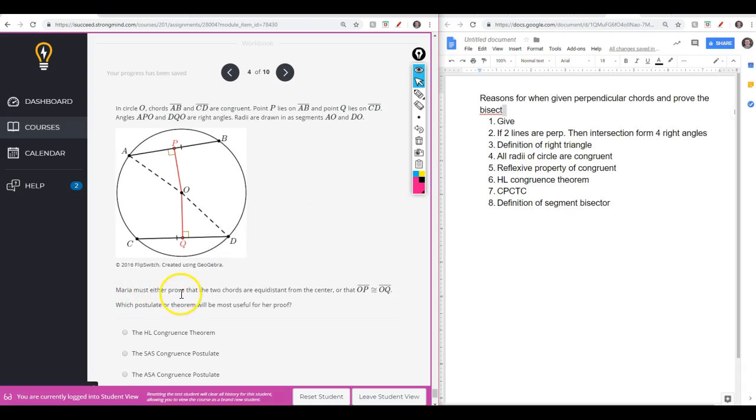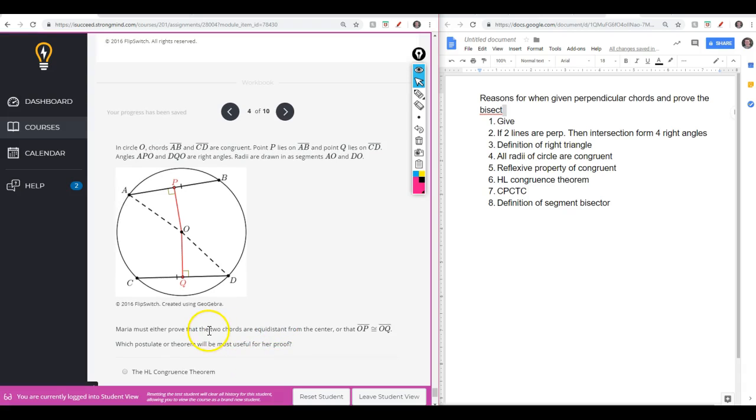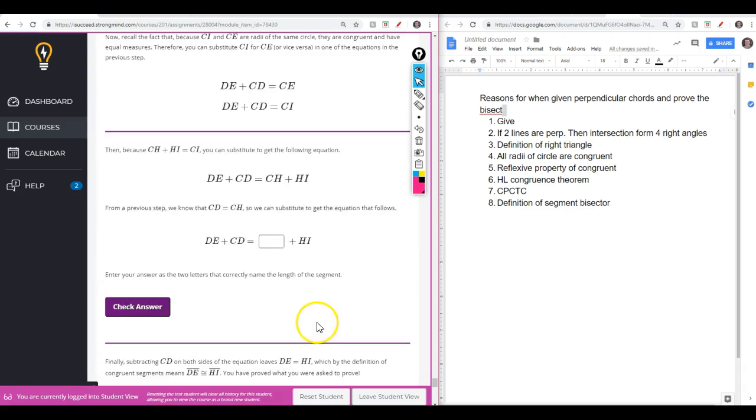Maria must either prove that the two chords are equidistant from the center or that segment OP is congruent to segment OQ. Which postulate or theorem will be most useful in her proof? So I'm going to scan and just look for if there's a proof where two chords are equidistant from the center of a circle.